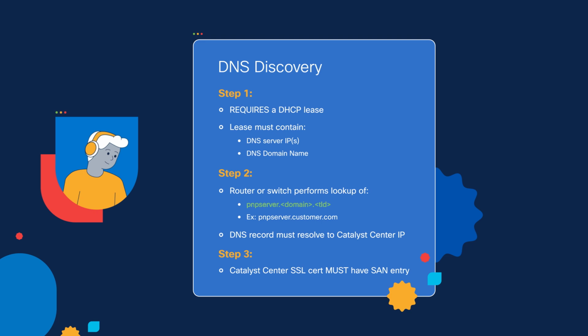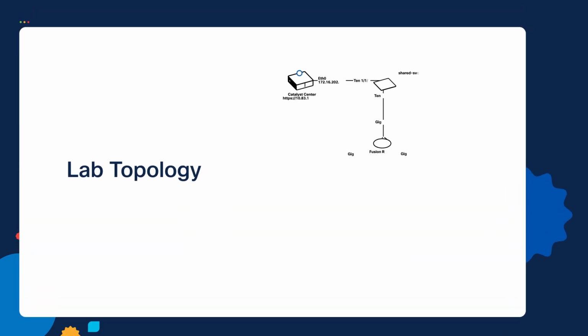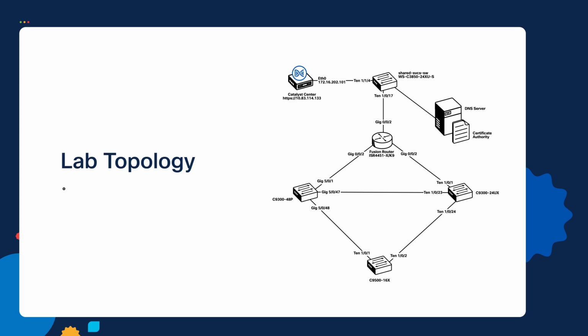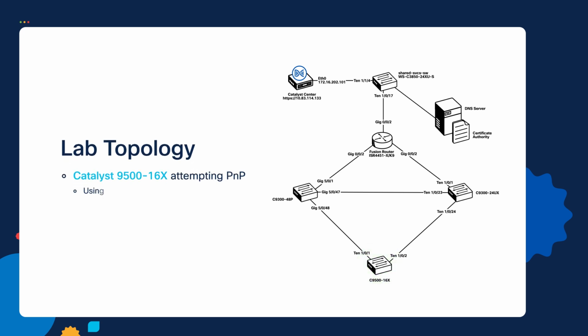If it doesn't, then the connection will fail because the identity of the remote device cannot be confirmed. So our lab topology has stayed fairly much the same, but there are a couple of things that have changed. Part of that is the introduction of a DNS server and certificate authority, which are running on a Windows server in the lab. We'll use the same switch that we've been using all along, which is the Catalyst 9500 switch down at the bottom of our topology.